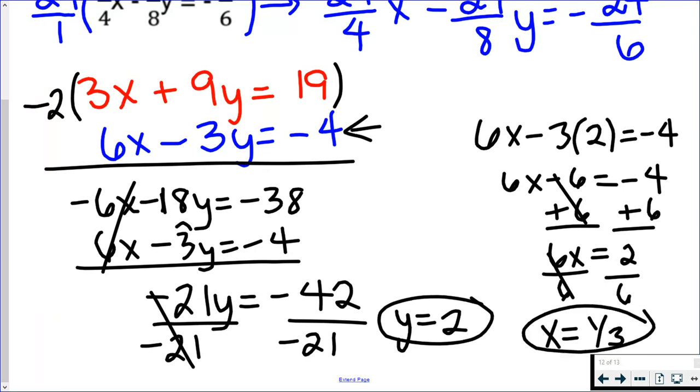So we end up with x is 1/3, y is 2. If you want to write your answer as an ordered pair, you can. So it would be (1/3, 2).